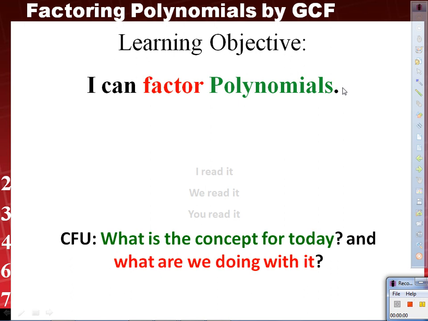All right, here we go. Our objective for today: I can factor polynomials. Read together. 1, 2, 3. I can factor polynomials. Get a Frayer model going, please.